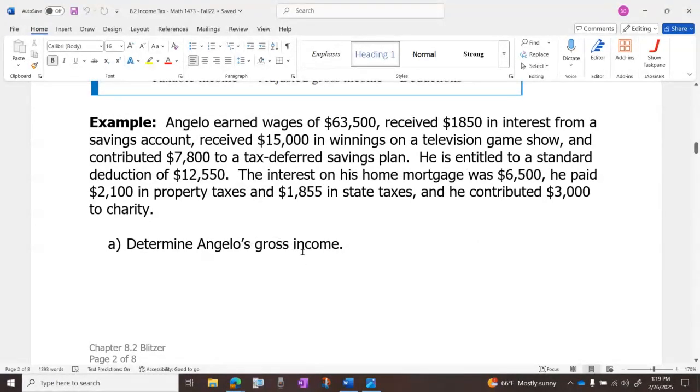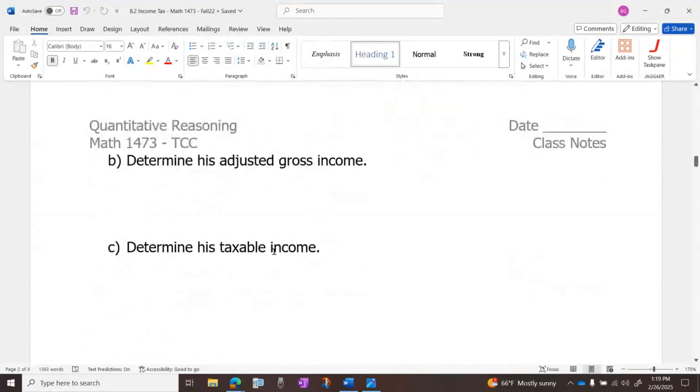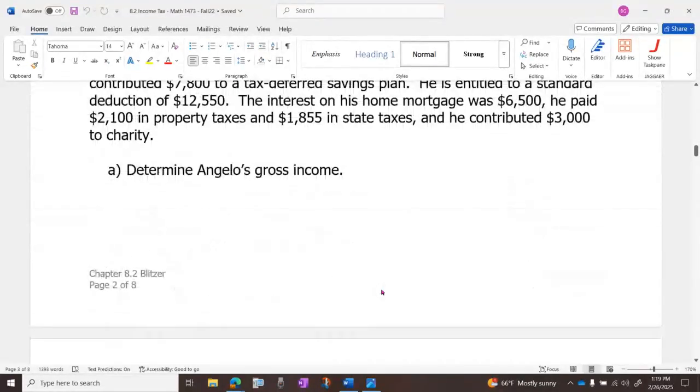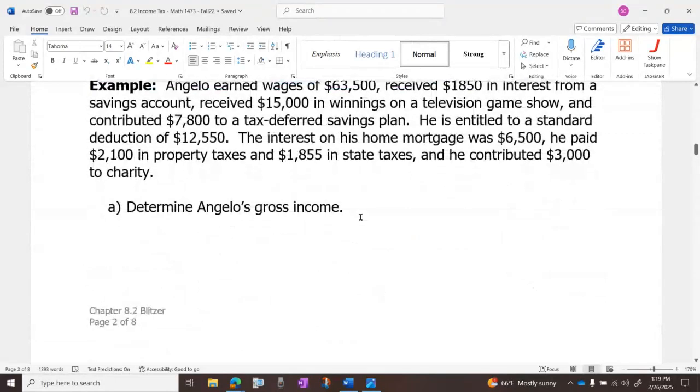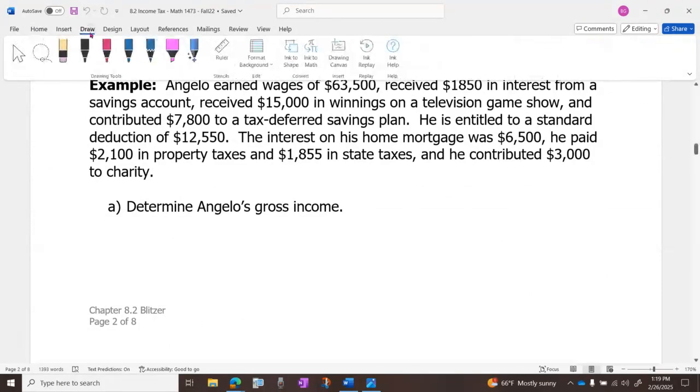We want to find Angelo's taxable income, all right? But the problem breaks it down. We start from finding Angelo's gross income. Let's do that together, guys. Gross income includes all the money Angelo has made over the year, okay?